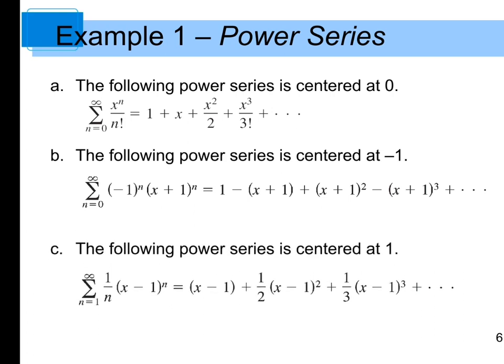The following power series is centered at 1: the summation of n equal to 1 to infinity of 1 over n times x minus 1 raised to n, equal to x minus 1 plus 1 half times x minus 1 squared plus 1 third times x minus 1 cubed and so on.